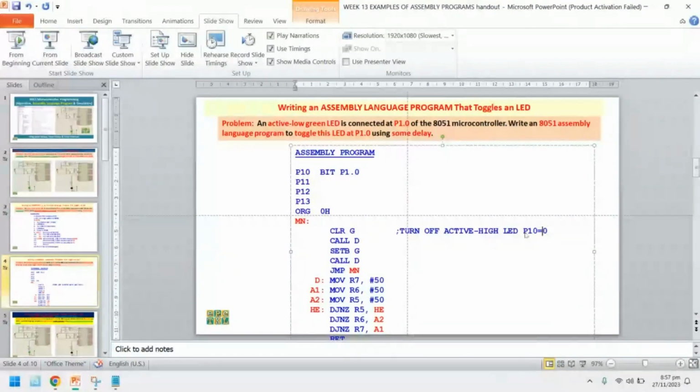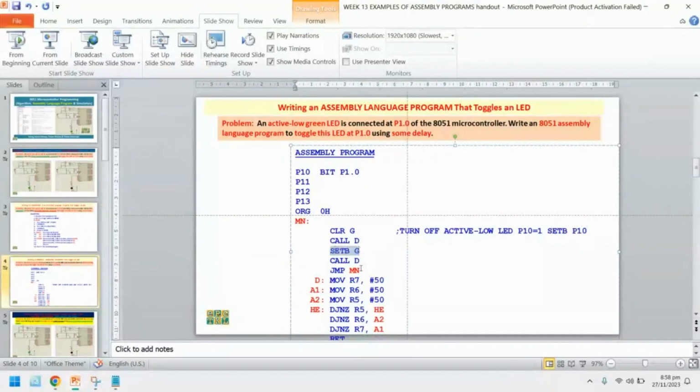But if it is active low, how will you make it off? Equal 1. You put 1. But this is C language. In assembly, to put 1, the command is set B, followed by the P10. This is the command.